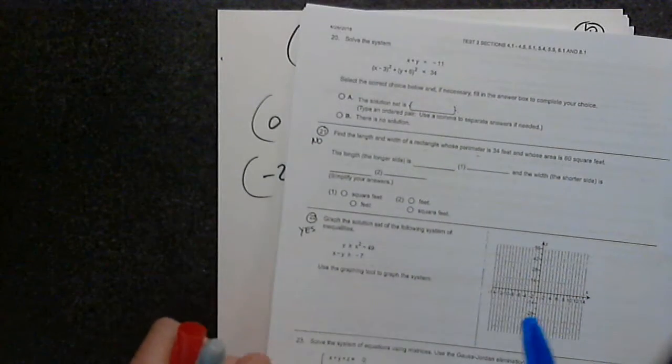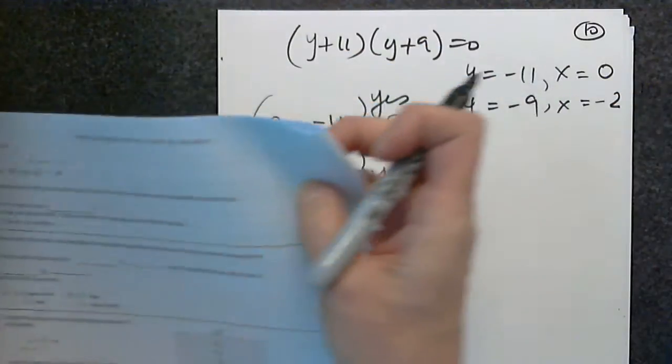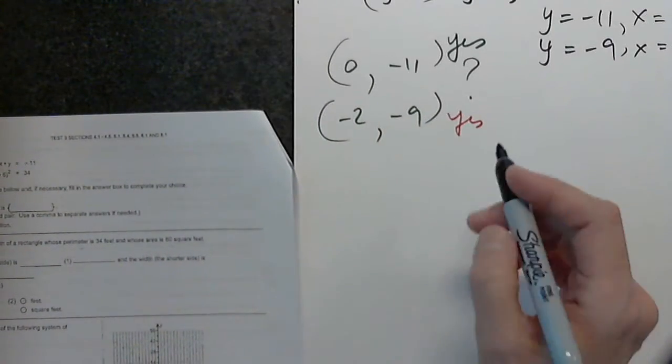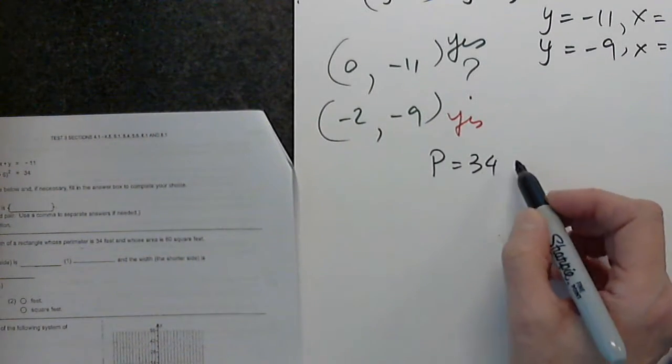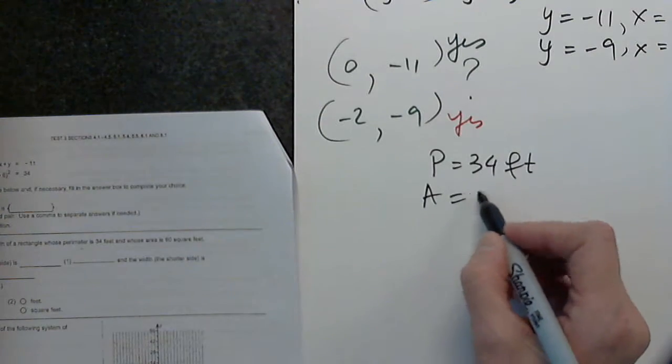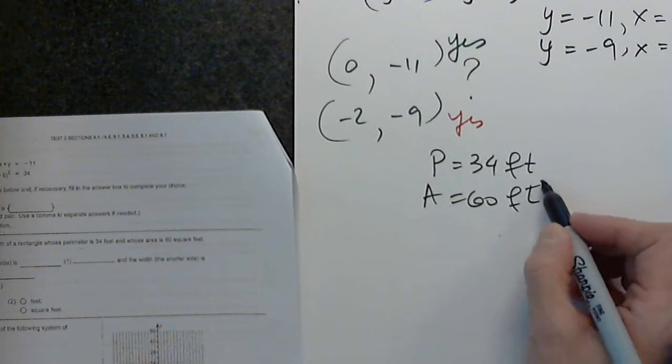Okay. 21, 22. Which one? Okay, very good. Find the length and the width of a rectangle whose perimeter is 34 feet and the area is 60 square feet.